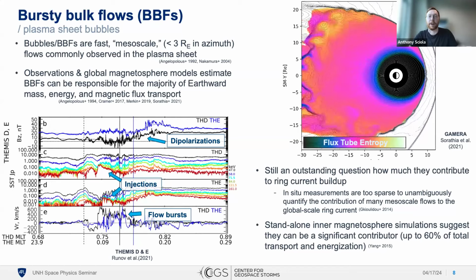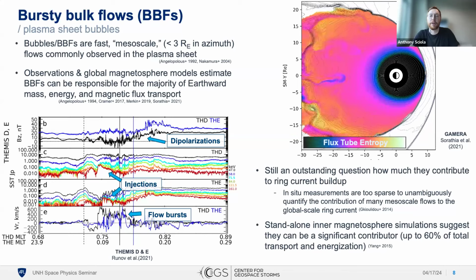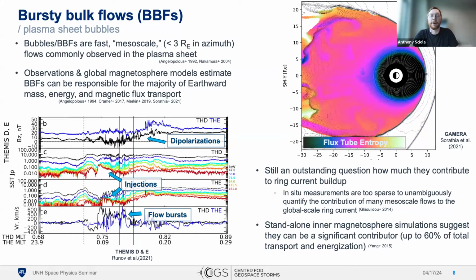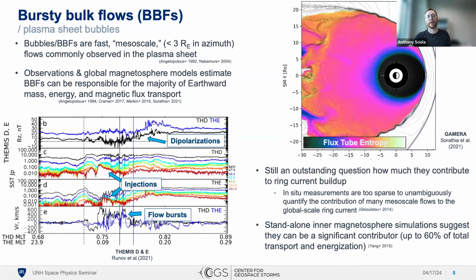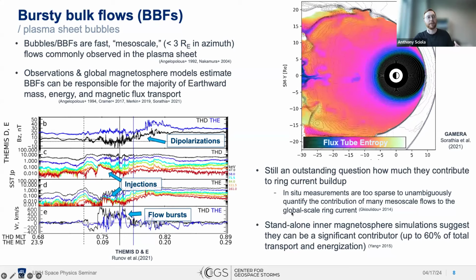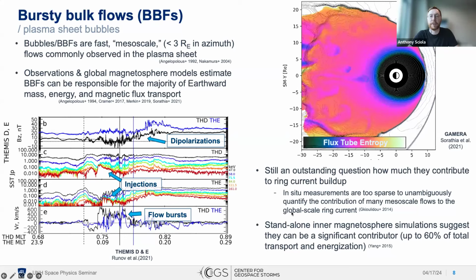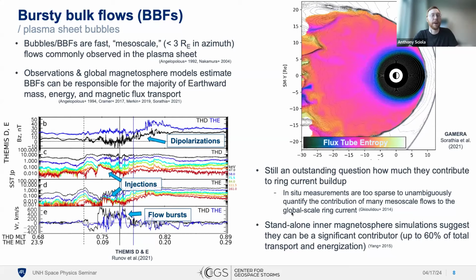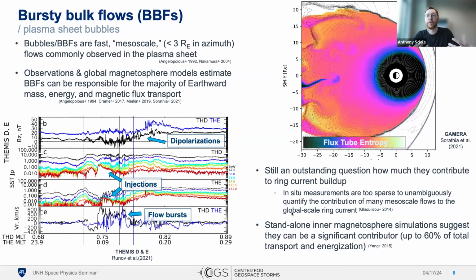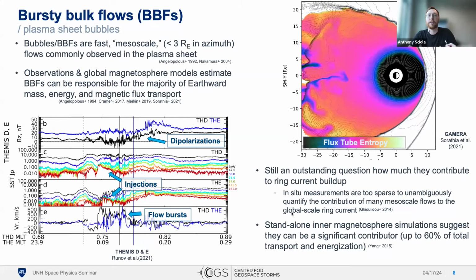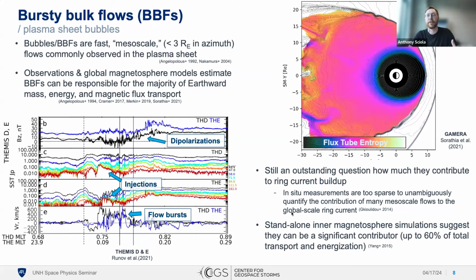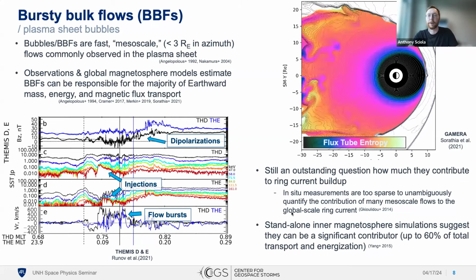And this is, of course, very hard to get at using in situ measurements because we just don't have enough coverage to unambiguously quantify the contribution of many mesoscale flows to a global scale ring current. There has been a modeling study using a standalone inner magnetosphere simulation looking into it, which does suggest that they could be significant contributors. But these standalone simulations have limitations in that they don't include that global scale context, and don't generate and evolve these bubbles as self-consistently as what we can get out of our global magnetosphere models now.